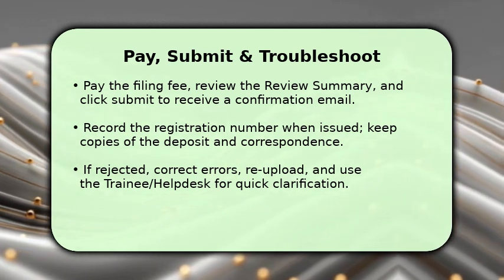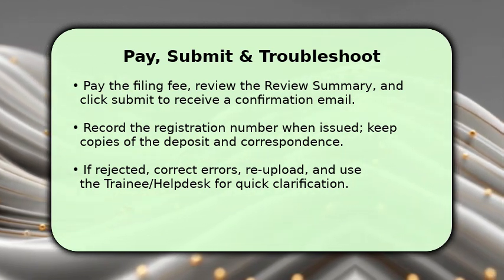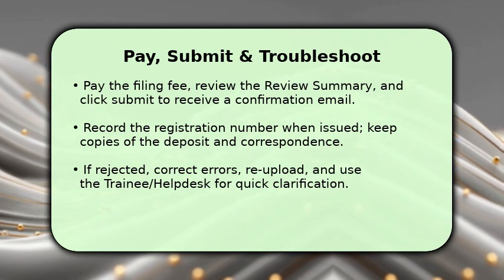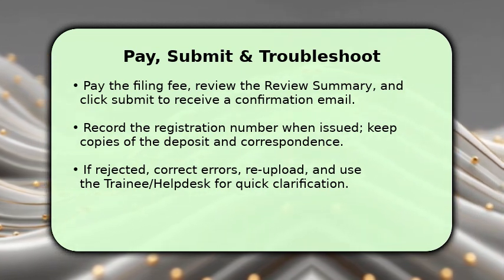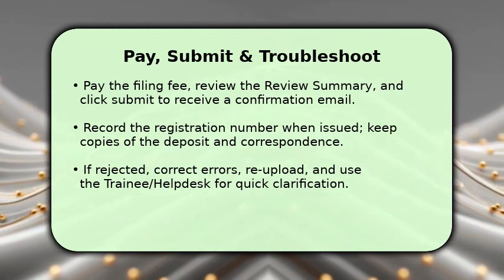If your submission is rejected, read the rejection reason, correct the specific field or file, and resubmit promptly. If unclear, contact the Copyright Office Help Desk for guidance. That quick follow-up prevents long delays and preserves filing dates.